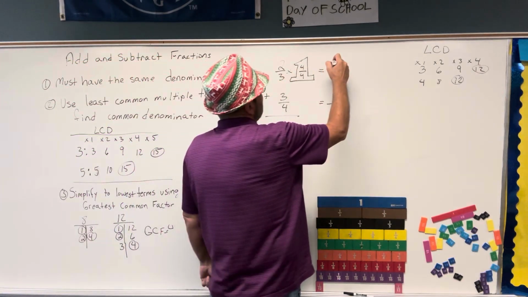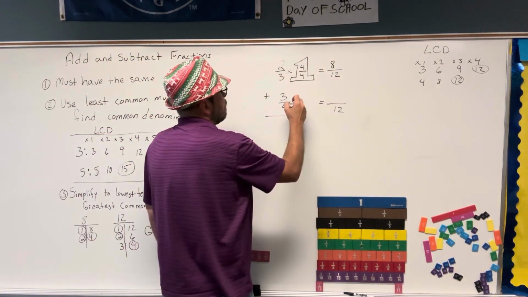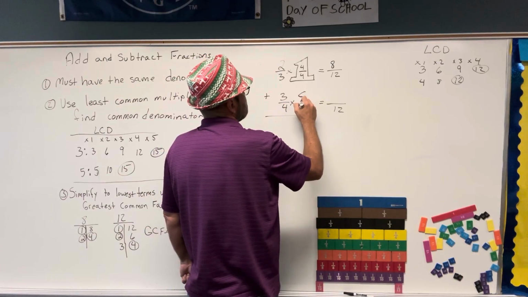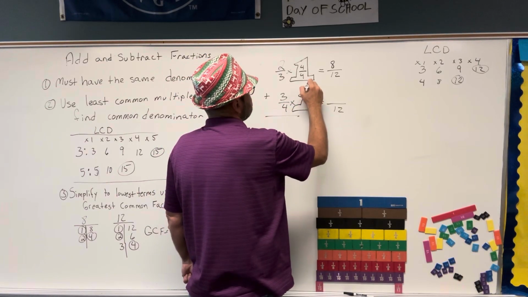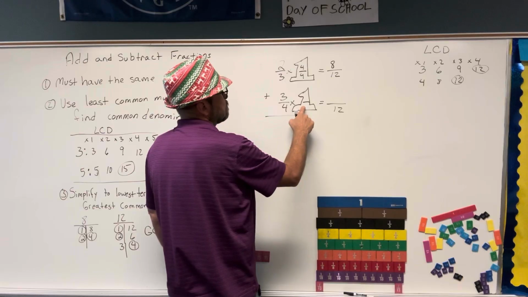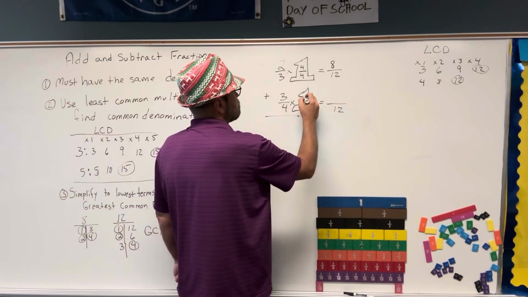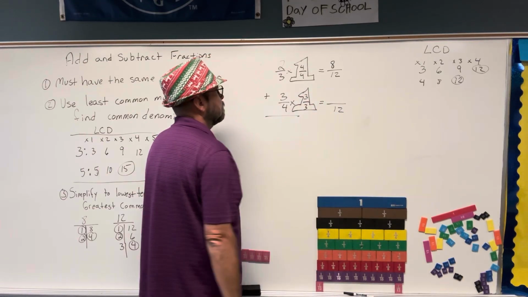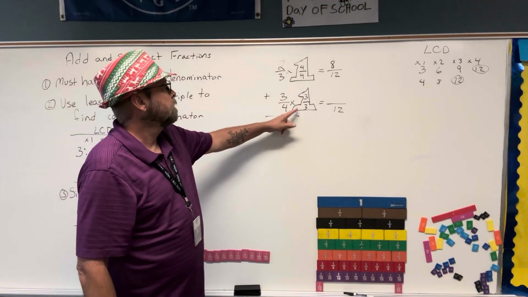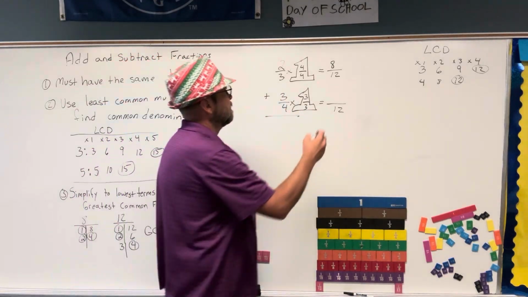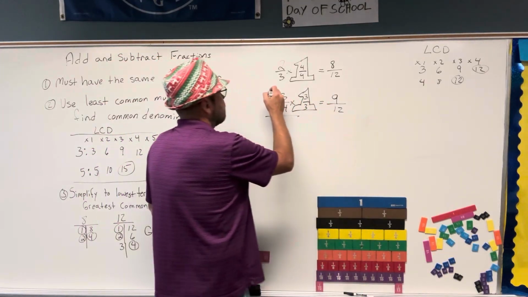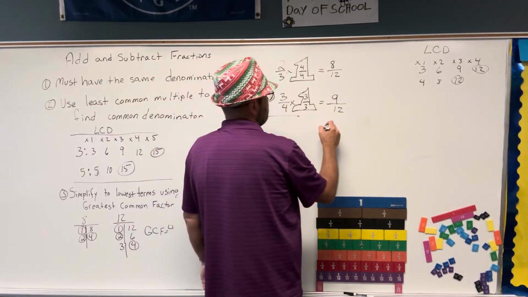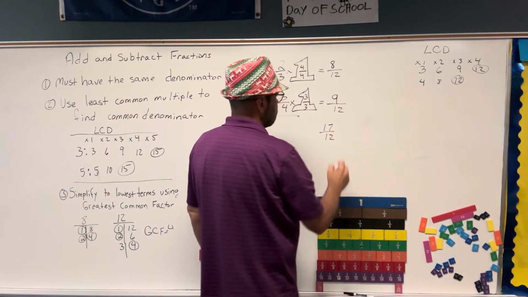2 times 4 is 8. I need to multiply this by a fraction that equals 1. 4 times what is 12? 4 times 3 is 12. So 3/3. So 4 times 3 is 12. 3 times 3 is 9. I go back and look. It's an addition problem. So I get 17/12.